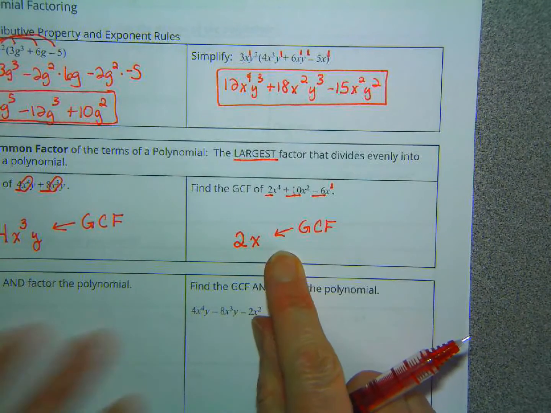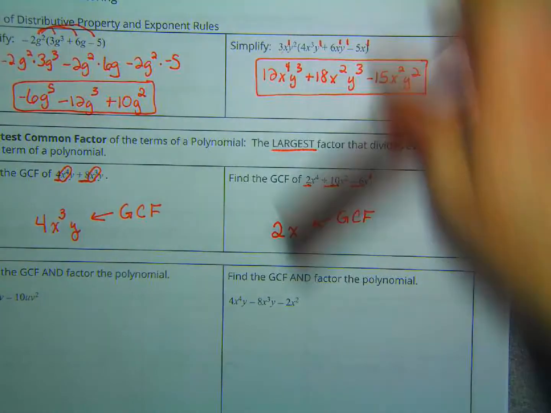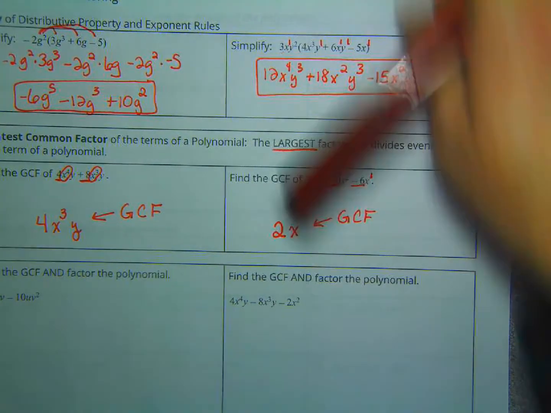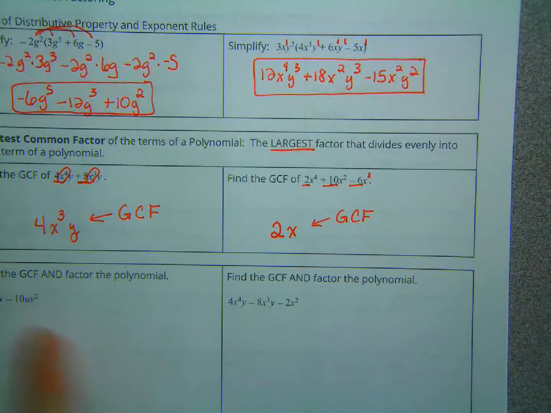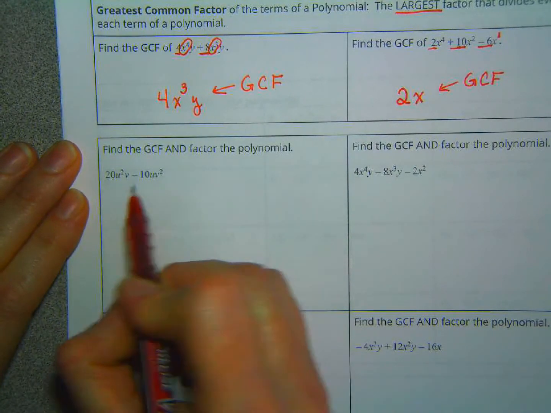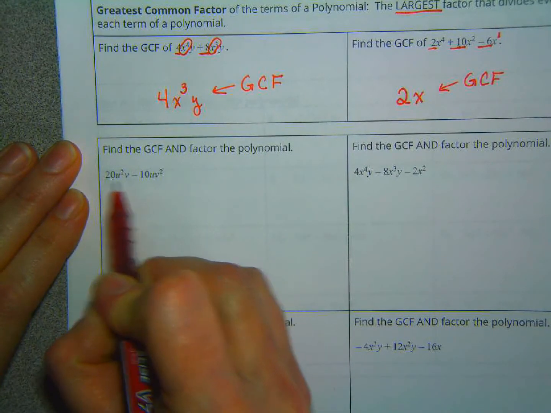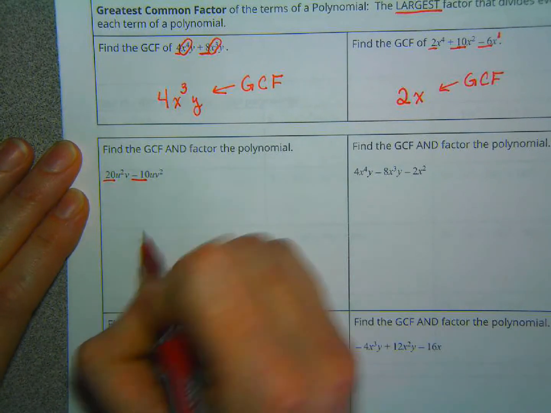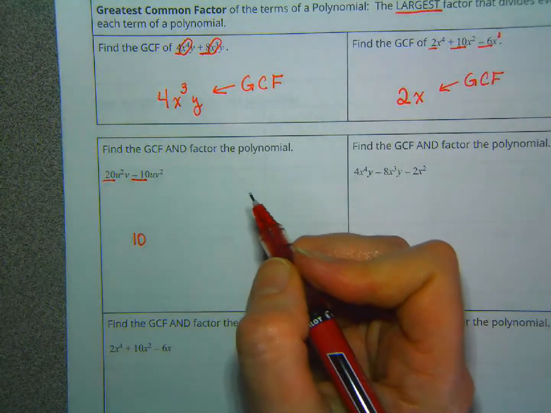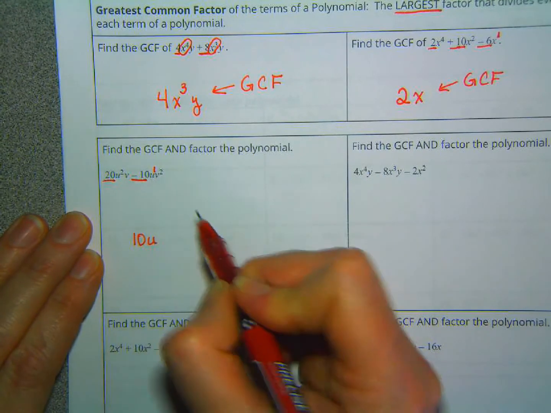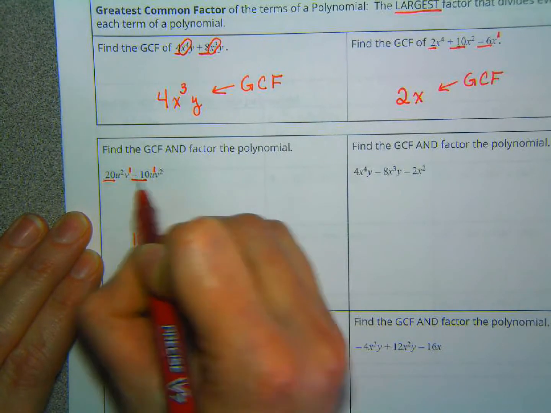Now we use that to factor polynomials. For the rest of this unit, it's nice if you always look for a greatest common factor first. But sometimes we make a mistake and forget. We'll show you how to take care of that. Looking at this, 20 and negative 10. What divides both 20 and negative 10? Well, 10 does. And then we've got u squared and u to the first, so we want u to the first. And then we have v to the first and v squared.